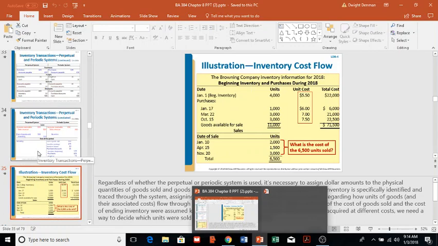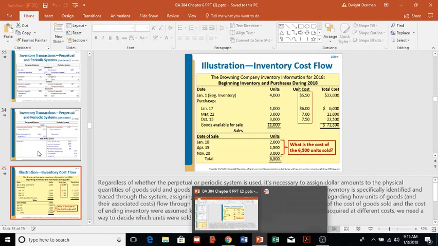Guess we do. All right, so here we've got a couple of different ways that we can, well, actually 3 or 4 ways we can deal with the flow of our inventories. And so what we have to do when we set this up is think about what items we want to flow out of inventory when we sell them. We can do this either by specifically identifying each item we sell.